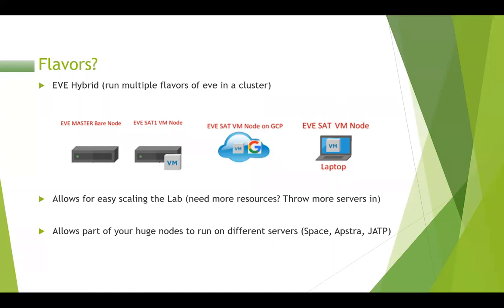And like I said, you can combine these flavors. So let's say you have your EVE master, that's a bare metal node. You have your satellite that's running on a VM, on an ESXi server. You have one on the Google Cloud Platform, and maybe even one just for fun, just to see if it works on your laptop. And that, again, allows you for scaling your labs. You can simply throw in more servers. Sometimes, usually around January, February, some of the servers get cheap on eBay because usually at the end of the year, some of the organizations throw out their servers and purchase new ones. And that's usually when you can find them relatively cheap on eBay or, I don't know, wherever you can shop these things.